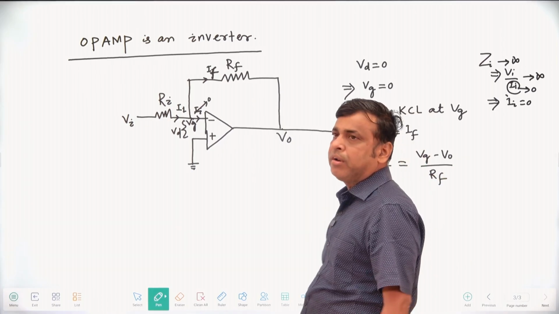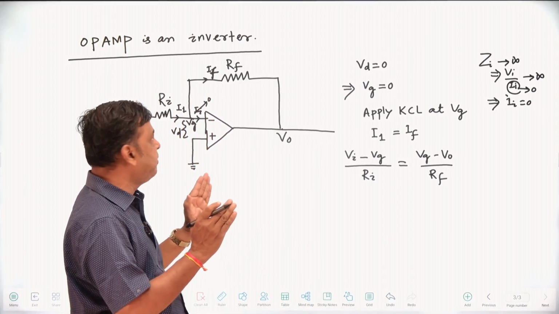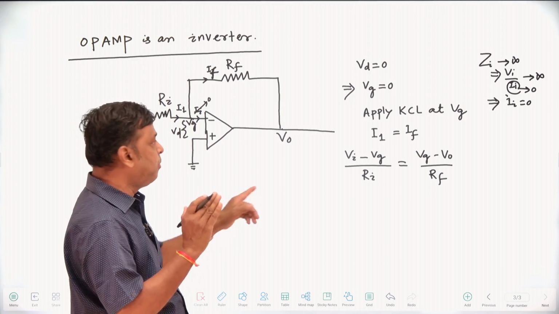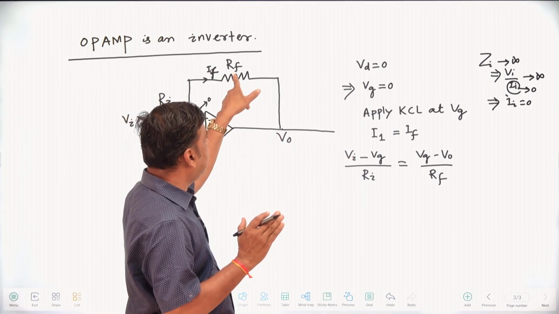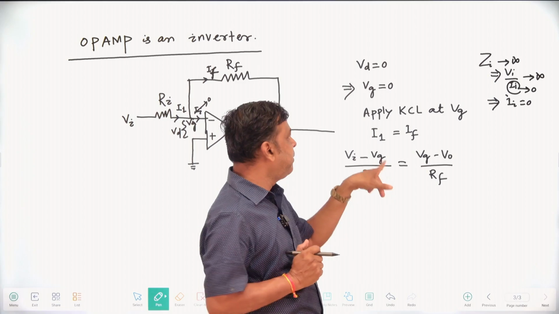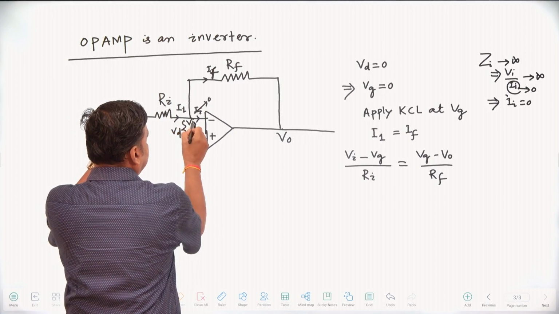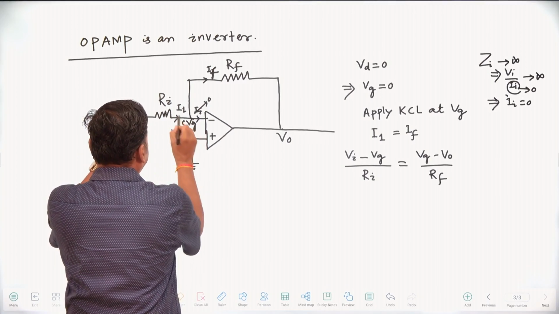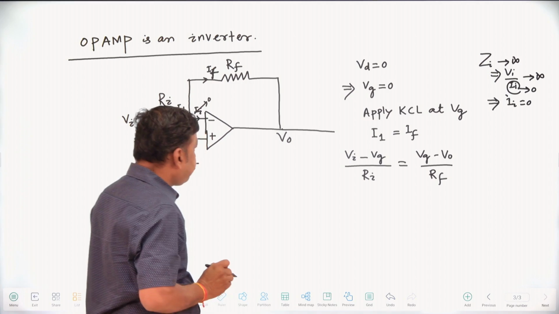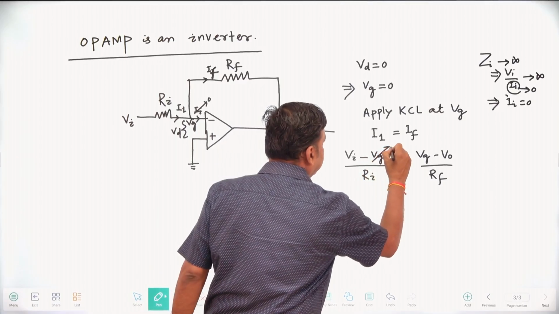Is it not so? Current equals voltage by resistance. The resistance has one potential Vg and another potential V0, so the potential difference is Vg minus V0, divided by resistance Rf. So Vg minus V0 by Rf is the value of IF. Similarly, I1 is the potential difference, Vi minus Vg, by Ri. According to the properties of the operational amplifier, Vg must be 0. Why is Vg equal to 0?